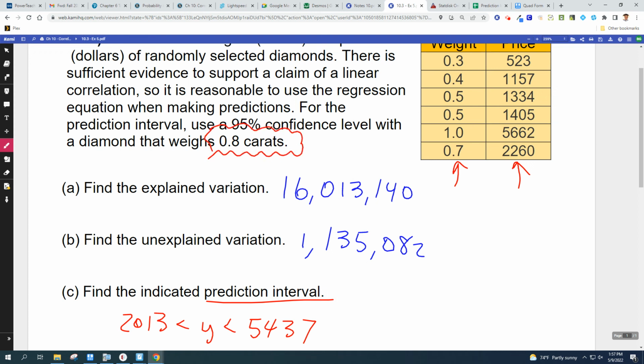Okay, we're talking about 0.8 carats. So think about what we've just found. We've found what we would expect to pay for a diamond that's 0.8 carats. If you bought a 0.8 carat diamond, you should expect to pay somewhere between 2013 and 5437. Make sense? That's how you know if you were getting ripped off. You're like, hey, wait a minute, this diamond should not cost $8,000. It should be between 2,000 and 5,000. All right, that's what we're doing. Finding a number that makes sense, or figuring out if that number makes sense.